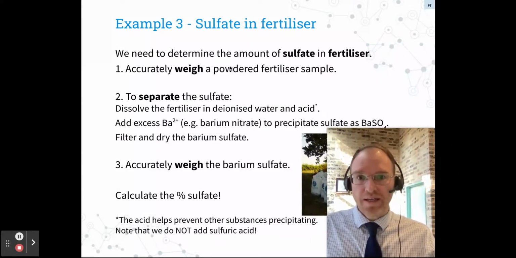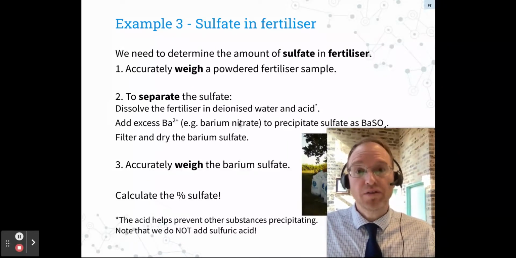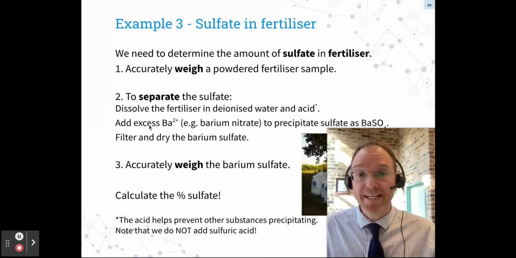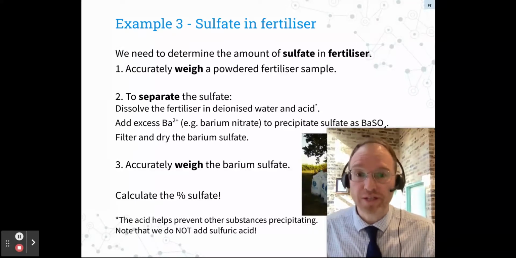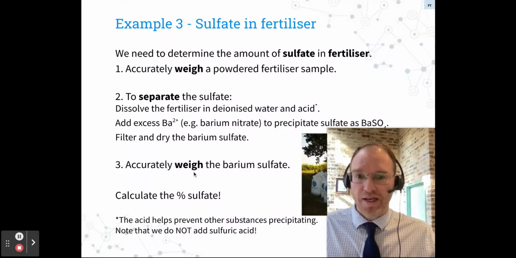Okay, we accurately weigh it. How do we add barium ions? Well, nitrates are soluble, so we could add barium nitrate, and we would make sure we add excess. So make sure we get all our sulfate precipitated, and then we can dry it properly and weigh it.